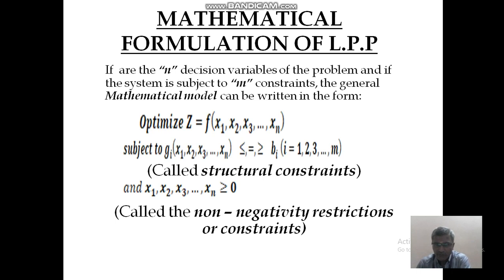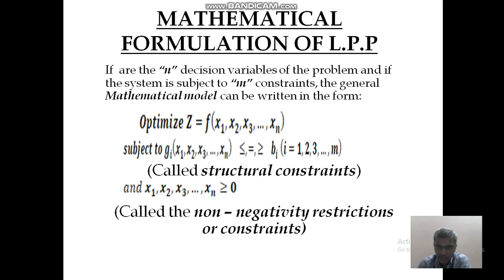So any type of LPP we can solve. There are different methods: graphical solution, simplex method, big M method, two-phase simplex method, dual simplex method, and so on. In the graphical method, only two unknown variables are allowed, and the constraints part may be less than or equal to, or greater than or equal to, or equal to.